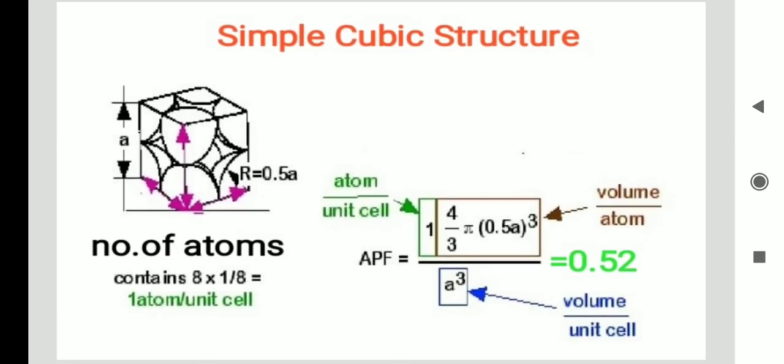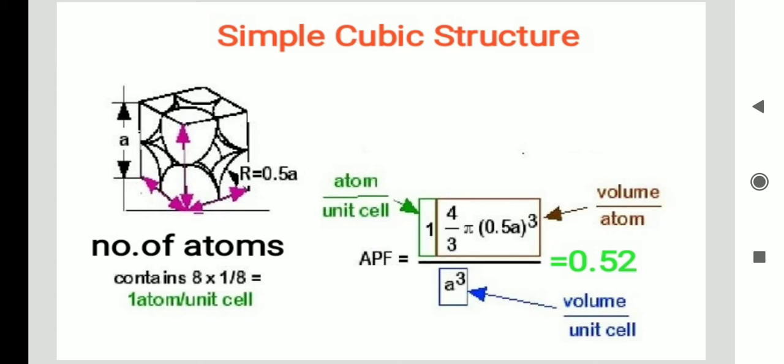Then here the number of atoms in simple cubic is how many? 8 corners, each shared by 1 by 8 of a unit cell. Therefore the number of atoms in simple cubic structure is 1. Then the atomic radius is how much? That is A by 2. R equal to A by 2. A equal to 2R, we defined already. So R equal to 1 by 2 A, which we simply write as 0.5 A.